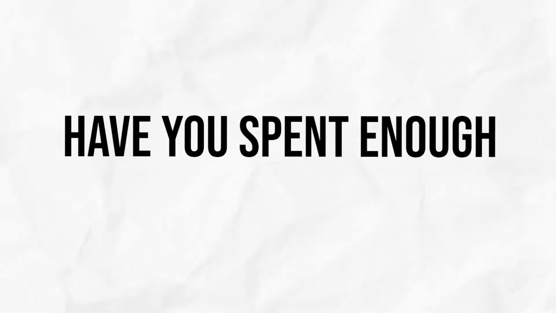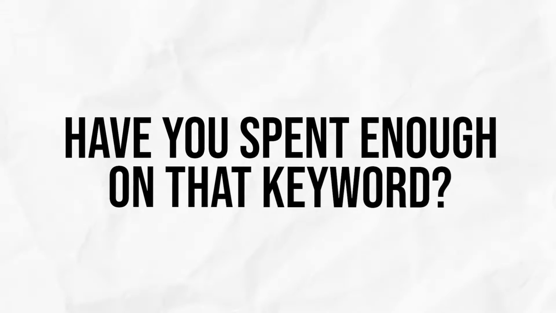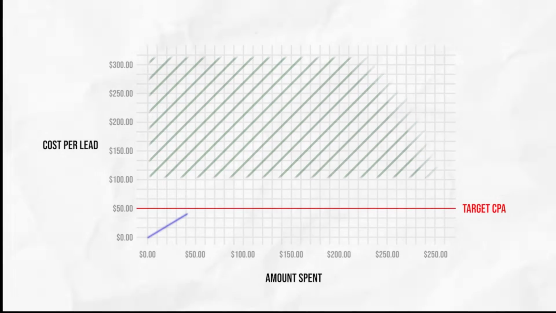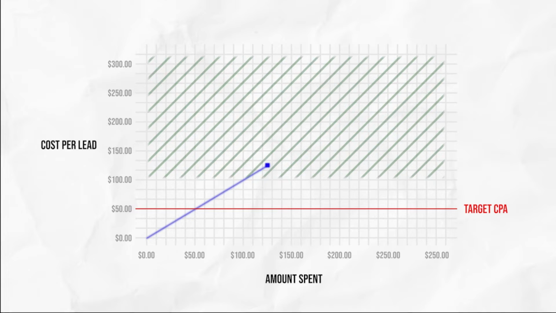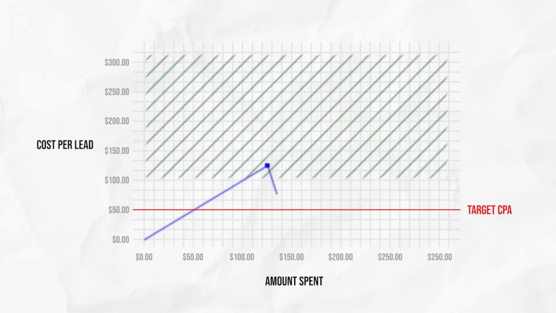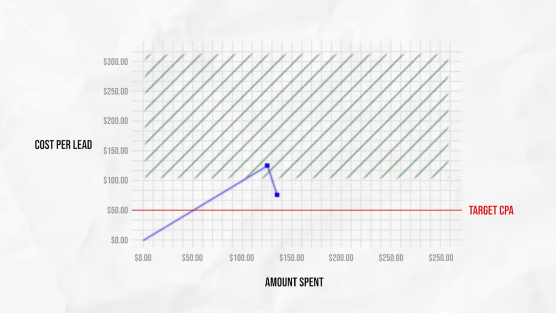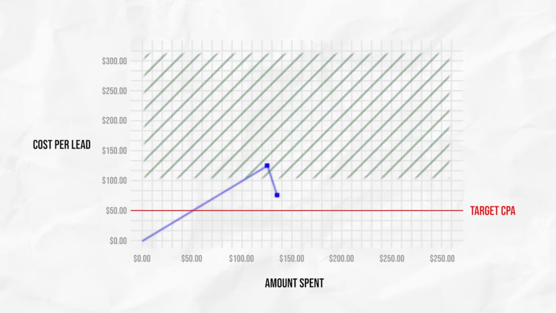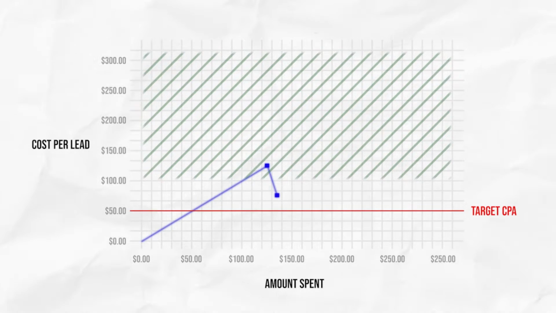So that's the first thing that I would say. It's also important that you've spent enough on that keyword to actually be able to make a call on its performance. Let's say that our current CPA is $125 and our target is $50, and you think, well, that's 2.5 times, that's too expensive, let's go ahead and pause it. But if you've only spent $125 and you have 1 lead associated with that keyword right now, I would not pause it yet. Because if you spend another $5, $10 and you get another lead, well, boom, immediately your cost per lead comes down to $70, $75, something like that, which is much, much closer to where you want to be.